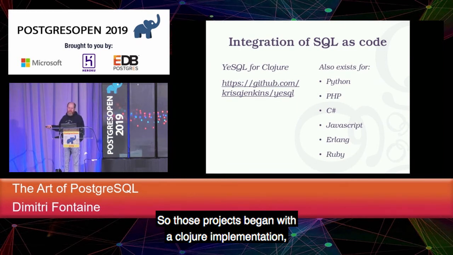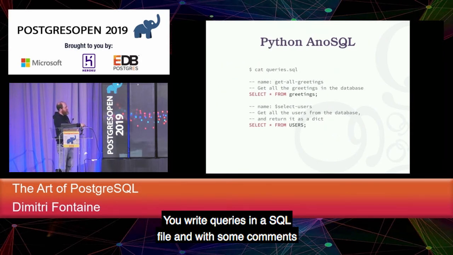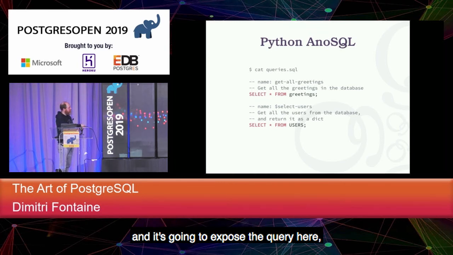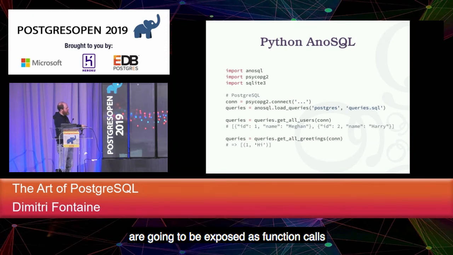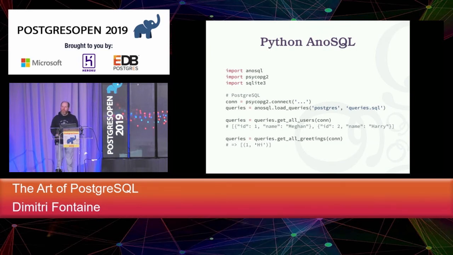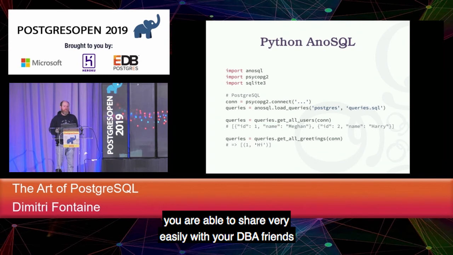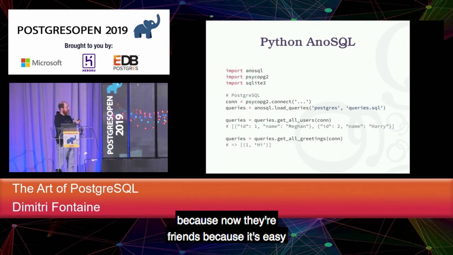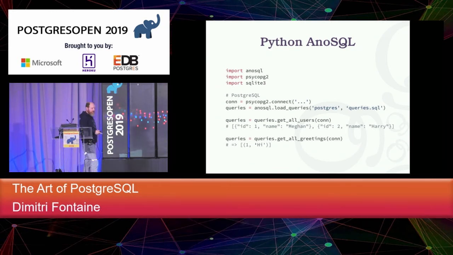Those projects began with a Clojure implementation called YesQL. Basically, it looks like this. You write queries in a SQL file with some comments, and it exposes the queries. You load the queries, and all the queries are exposed as function calls. And the result is going to be native objects in your programming language. So the integration in the code is going to be so easy. And the query is just a SQL file that you can share very easily with your DBA friends, because it's easy for you to work with them, and also to review when you do code reviews.